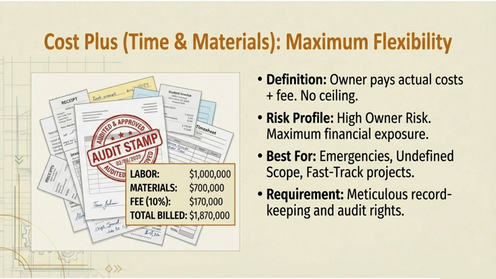Labor, $1 million. Materials, $700,000. Fee, 10%, $170,000. Total build, $1,870,000. Notice that big red audited and approved stamp? That's because you, the owner, have the right to audit everything. You better be checking those receipts.